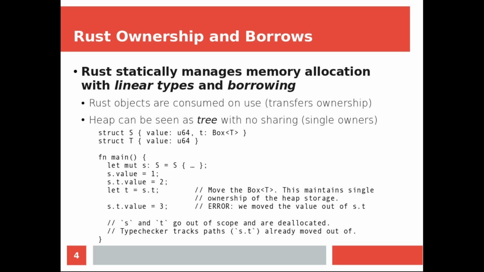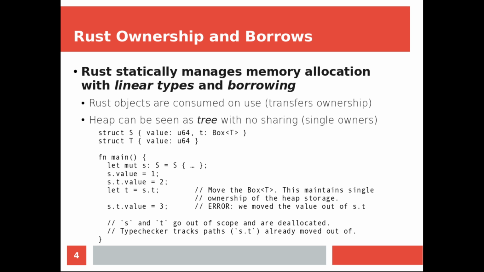Rust statically reasons about the memory that a program allocates and references that it holds to that memory. It handles memory allocation and deallocation in a very simple way. Every object is owned by one owner and is consumed when it is used by virtue of a linear type system. This means that, for now, we can see the heap as a tree of objects with no other pointers, crosslinks, or references other than the owning one.